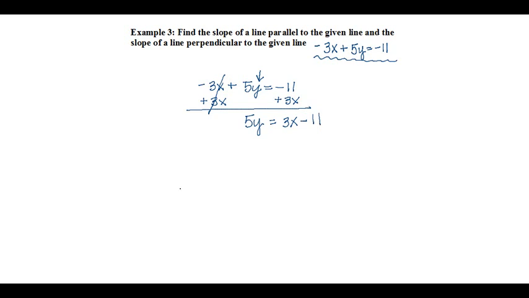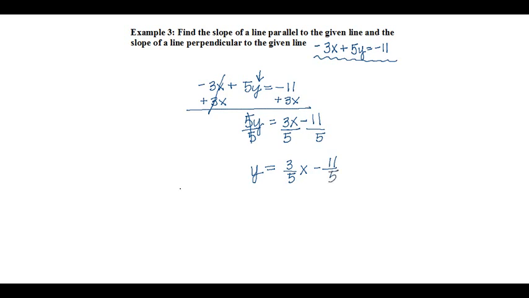So now we're looking at 5y, and remember that anytime we have a number right next to a variable, that means it is multiplication. When things are written next to each other, we're multiplying. So the opposite would be to divide by 5, and we need to do that to everything. Over here on the left, 5 divided by 5 is 1, so we just have a single y, which is what we wanted. And now we have 3/5 x, because 3x over 5 is the same thing as 3/5 x, once again writing it in slope-intercept form, and minus 11/5.